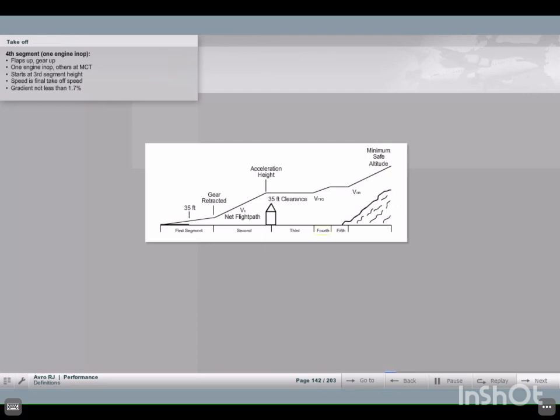Fourth segment climb. One engine inoperative. Configuration: en route configuration. For example, flaps retracted, landing gear retracted. Power: one engine inoperative, remaining engines at maximum continuous power. Start altitude: third segment height. Speed: final takeoff climb speed. Gradient requirement: not less than 1.7%. For each takeoff, the most limiting of these requirements gives the WAT weight.